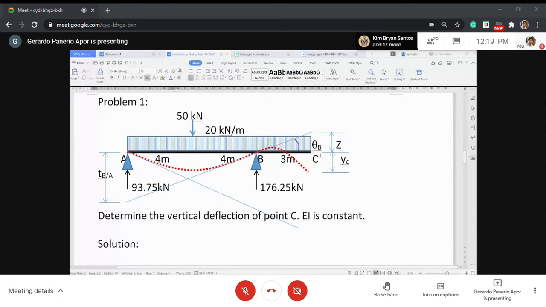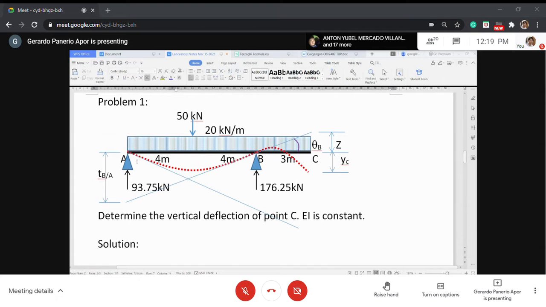So that means the total load is 20 times 11, so a total of 220 kilonewton downward load. Now that is not the only load that is carried by the beam, but there is also a downward concentrated load of 50, making the total load of 270 going down. Okay, so the supports exert the reactions: you have 93.75 kilonewton on one side and 176.25 on the other side.